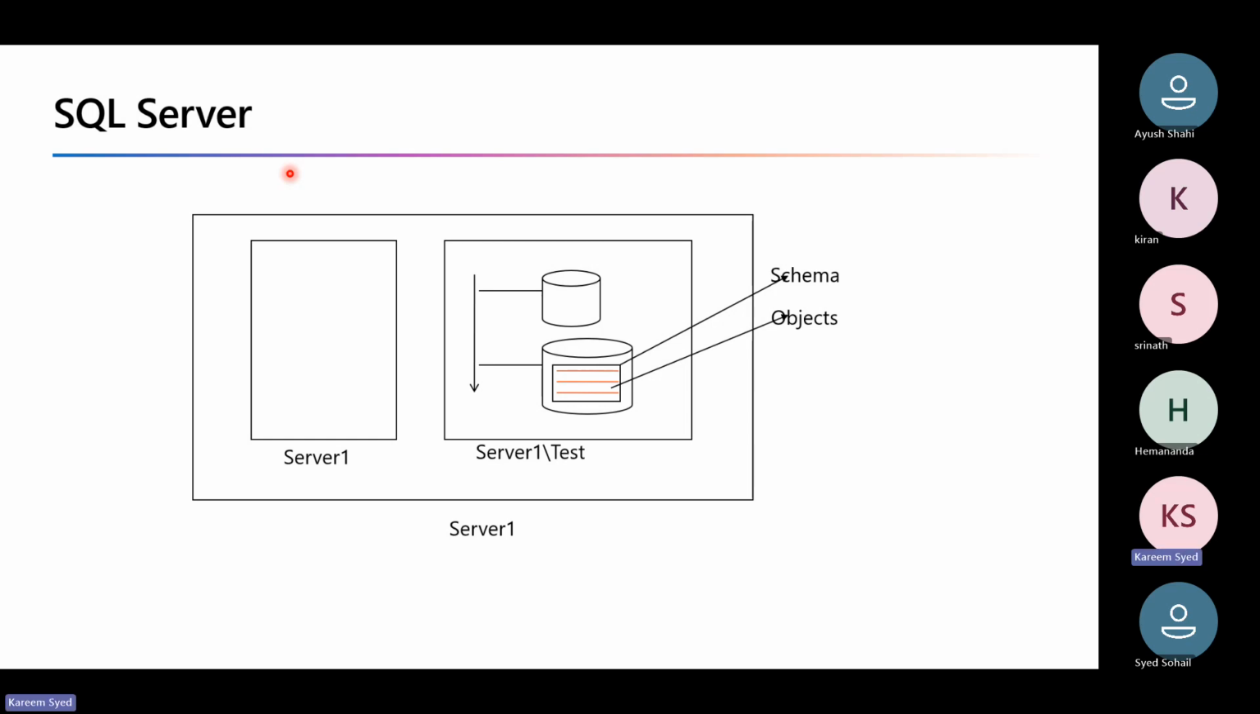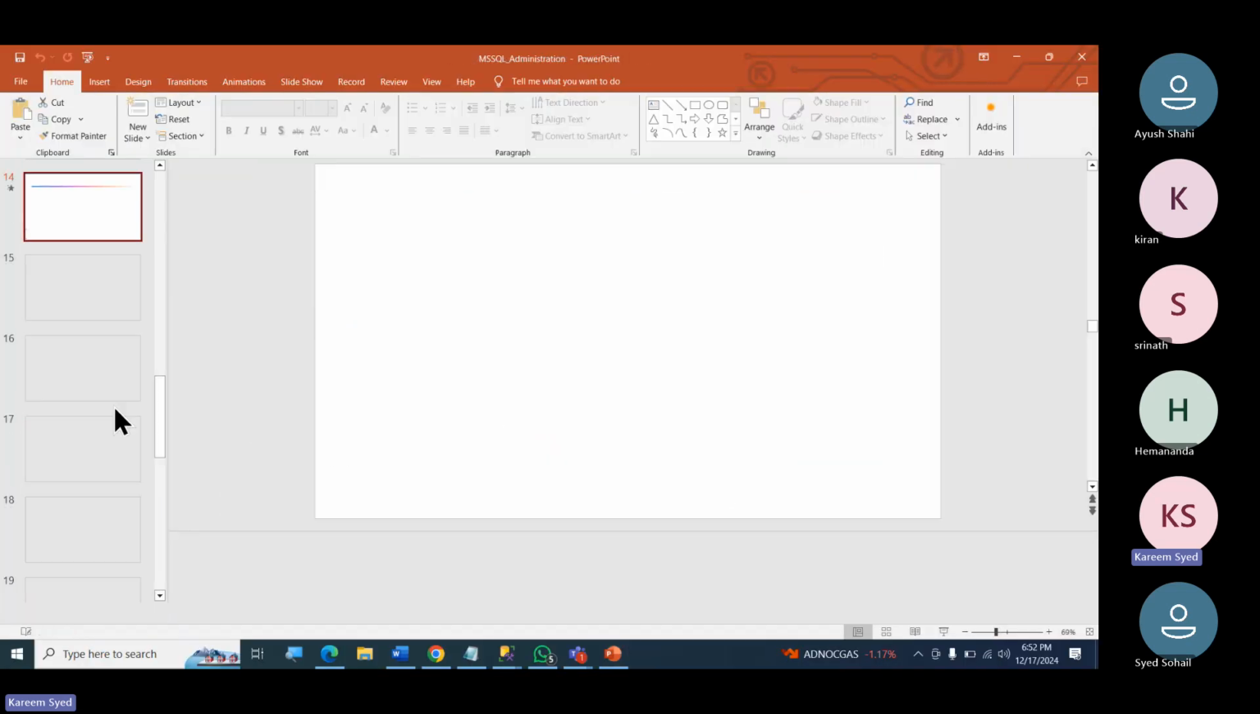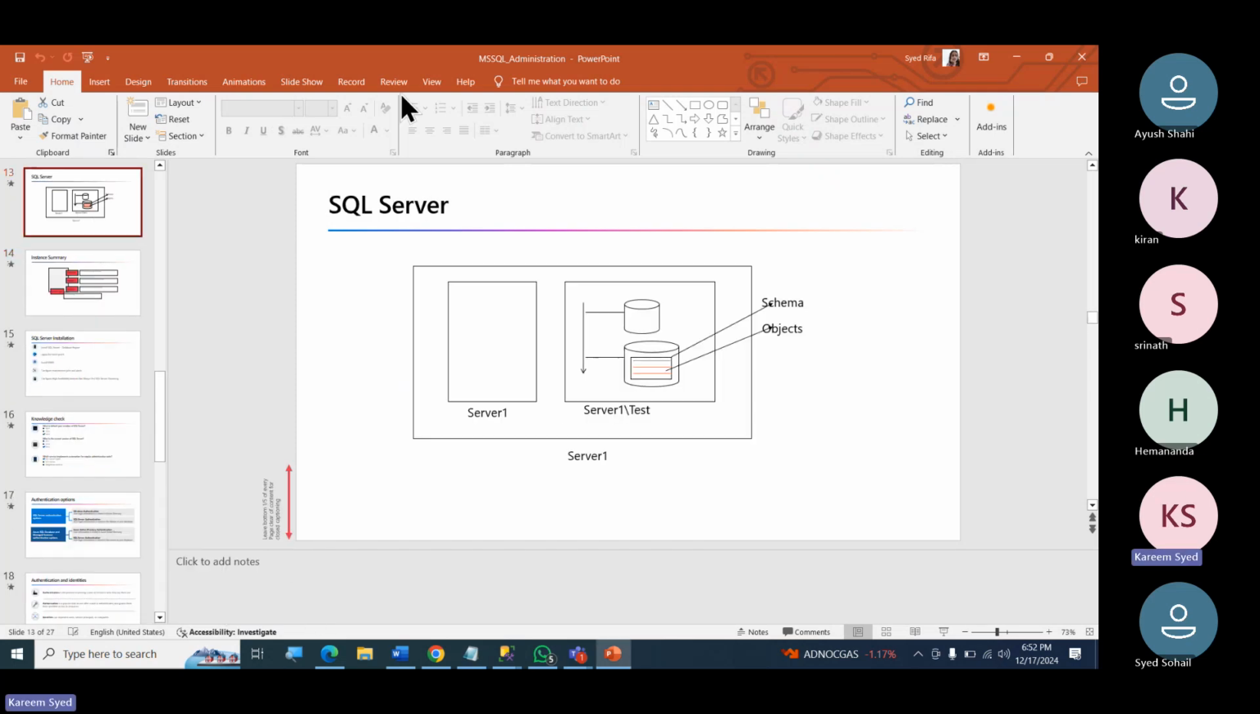Check here, in this machine, how many instances are there? Let's say one machine is there with the name Server 1. This is one instance, and this is one more instance, so two instances. This instance name is equal to my system name, so we'll call it the default instance.